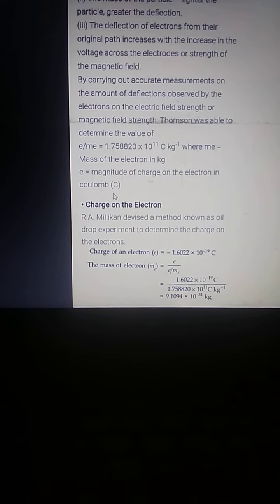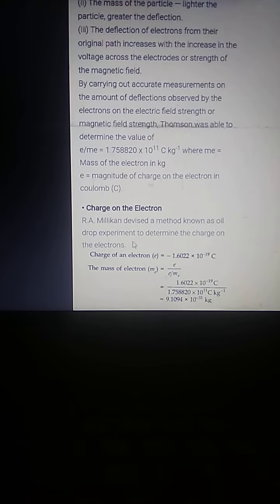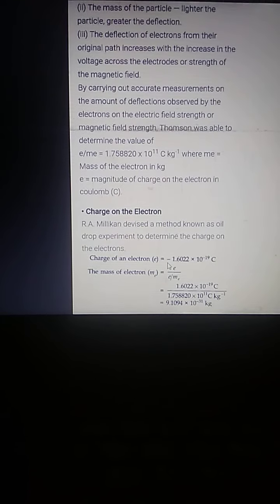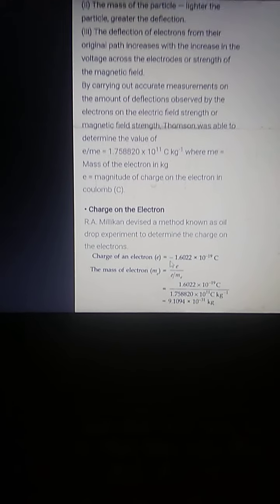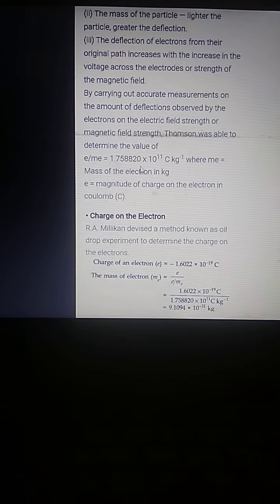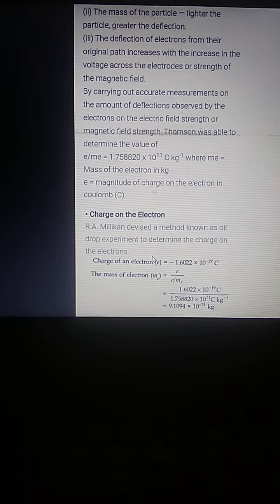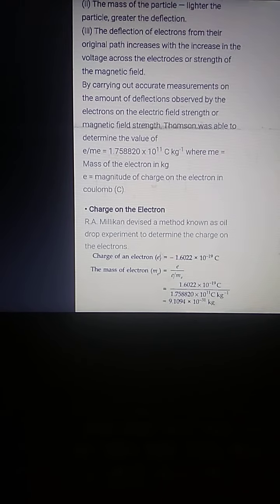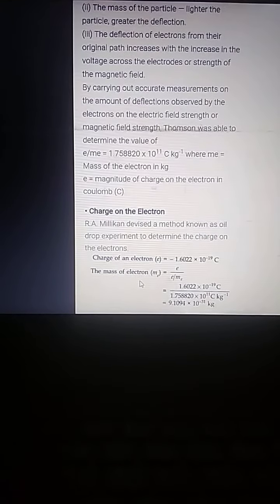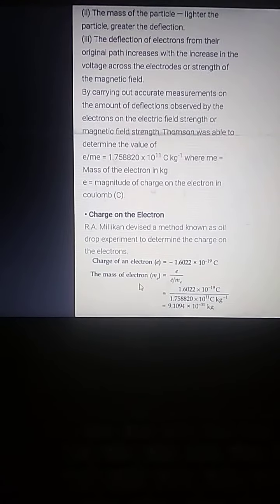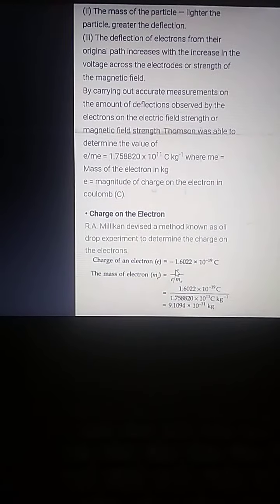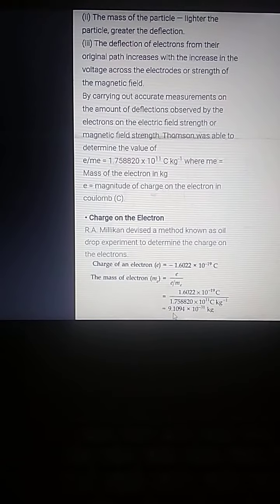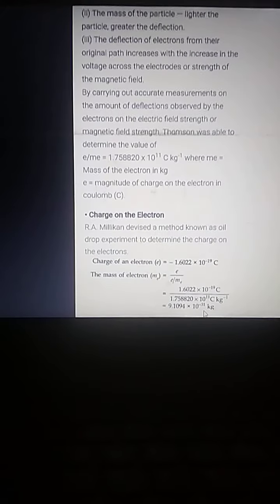He used the oil drop experiment and found the charge on the electron to be 1.6022 × 10^-19 coulomb. So this is the charge on the electron. Here we have the charge to mass ratio of the electron. After using these two values, we can calculate the mass of the electron. We know the charge, we know the charge to mass ratio, and here is the calculation which informs us about the mass of the electron, which comes out to be 9.1 × 10^-31 kg.